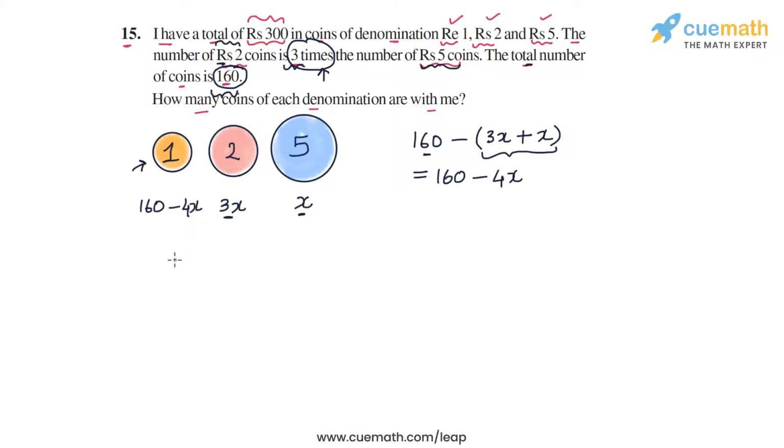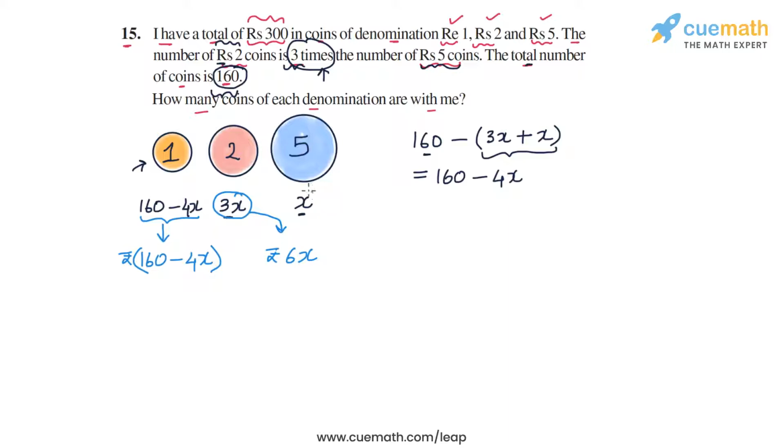Alright, now we have written the expression for the number of coins of each denomination. Now let's write the values of those coins as well. I have 160 minus 4x coins of rupees 1. What will be their rupee value? Their rupee value will be rupees 160 minus 4x itself because the value of each coin is rupees 1. What about the 2 rupee coins? I have 3x 2 rupee coins and the value of each coin is 2. So the total value of these 3x coins will be rupees 3x into 2 or rupees 6x.